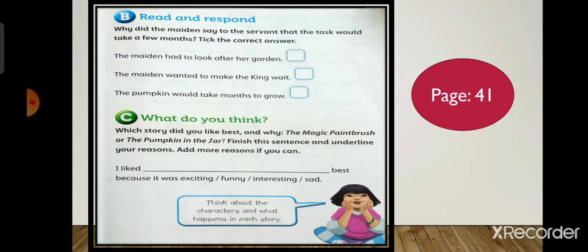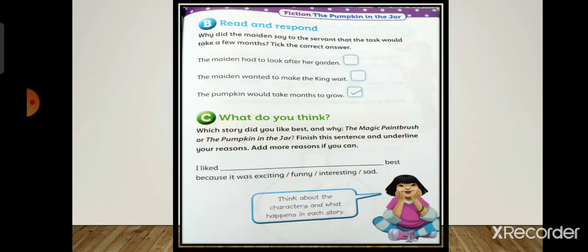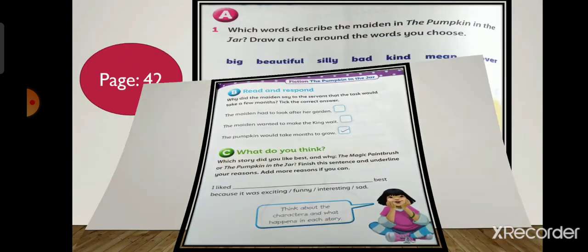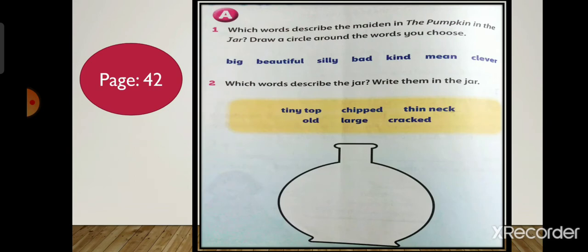Yes, you are right. The pumpkin would take months to grow. That's why she says to the servant that the task would take a few months, okay? So that you will tick in this box. All of you have done? That's good. Now, come on the next page. It is page number 42.